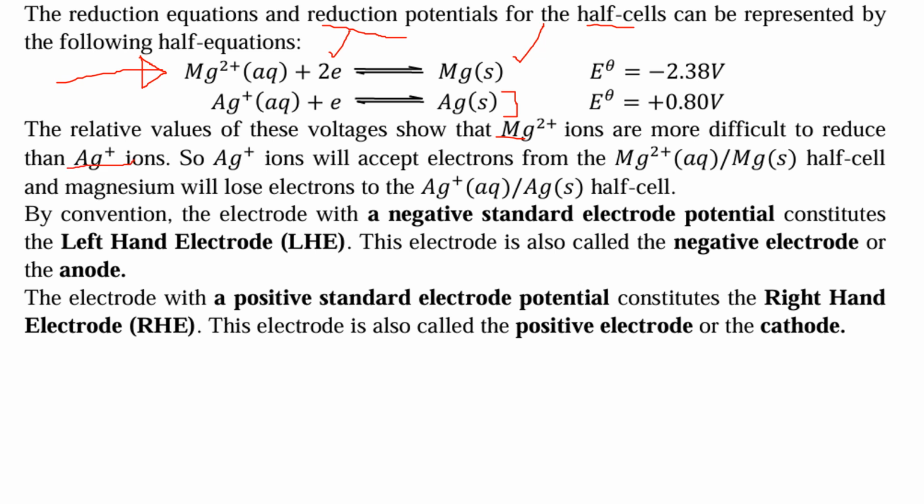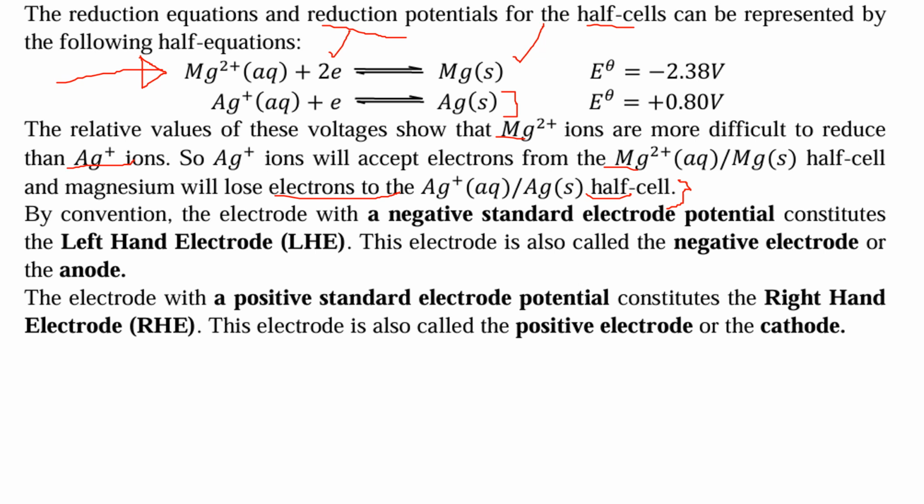So silver ions are going to easily accept electrons from magnesium in the half cell equation, and magnesium is going to lose electrons to the silver ions. Now we are going to look at this in detail. Here it was not well elaborated under the calculations.